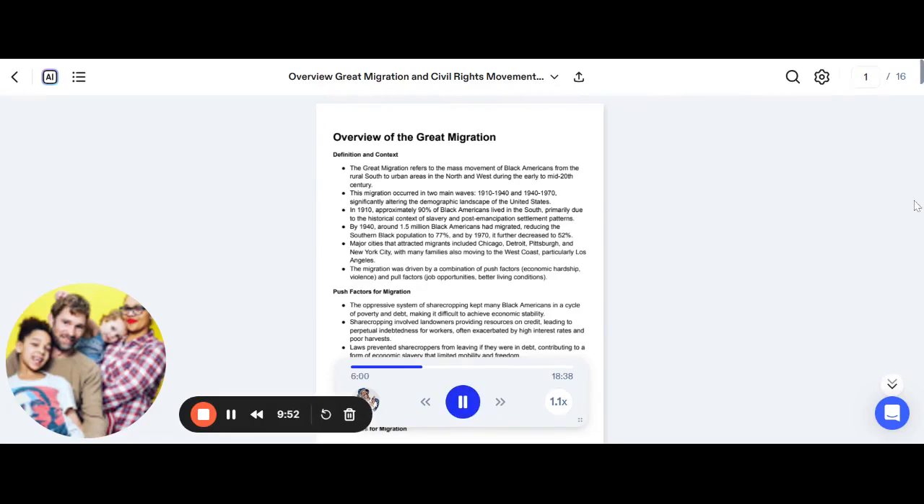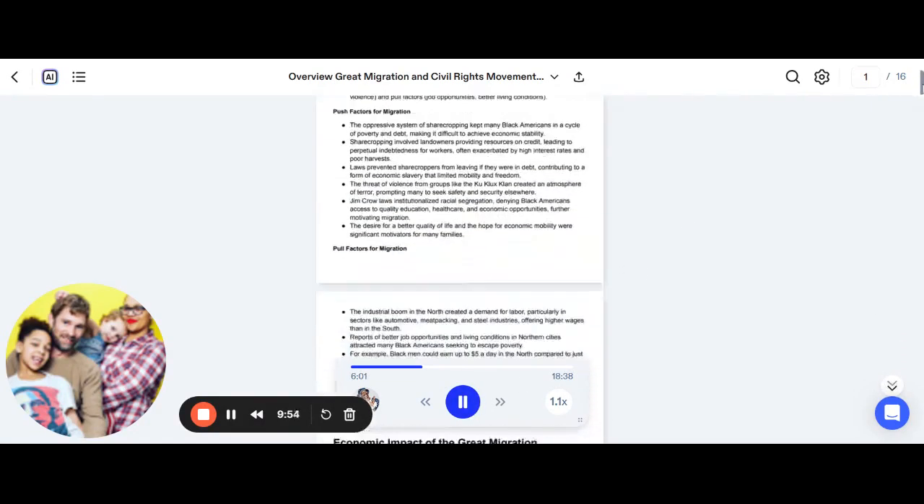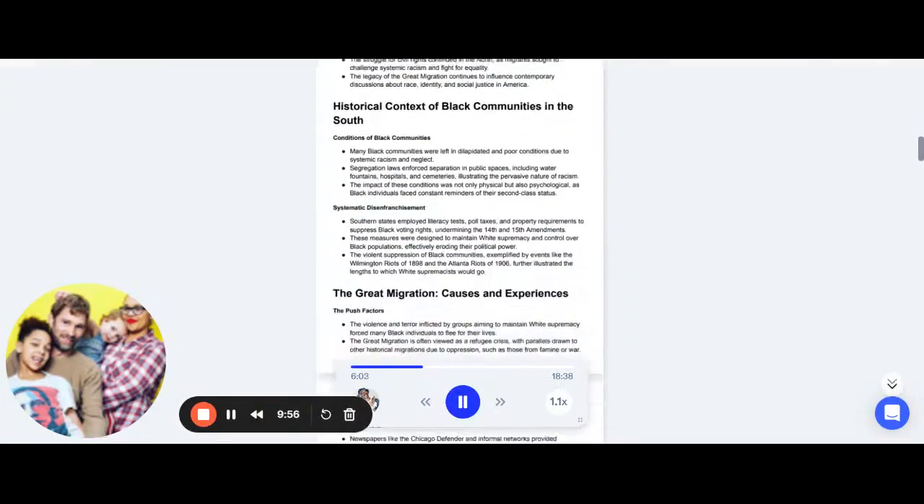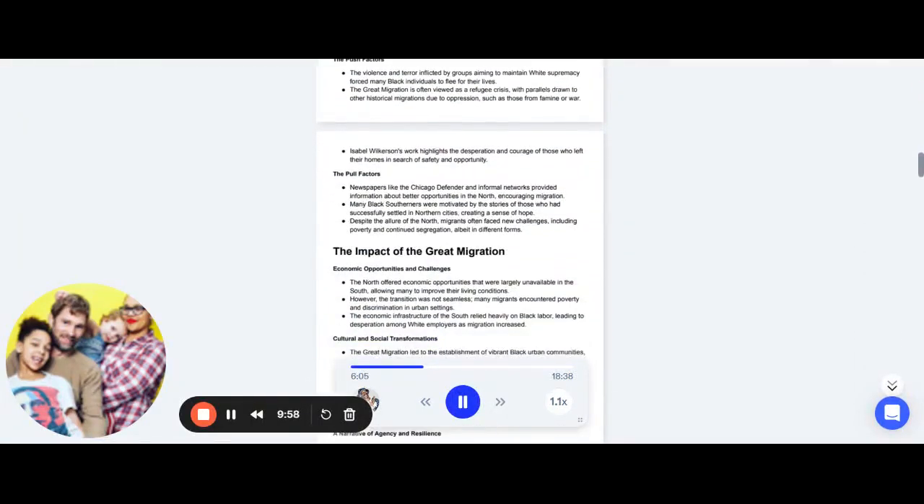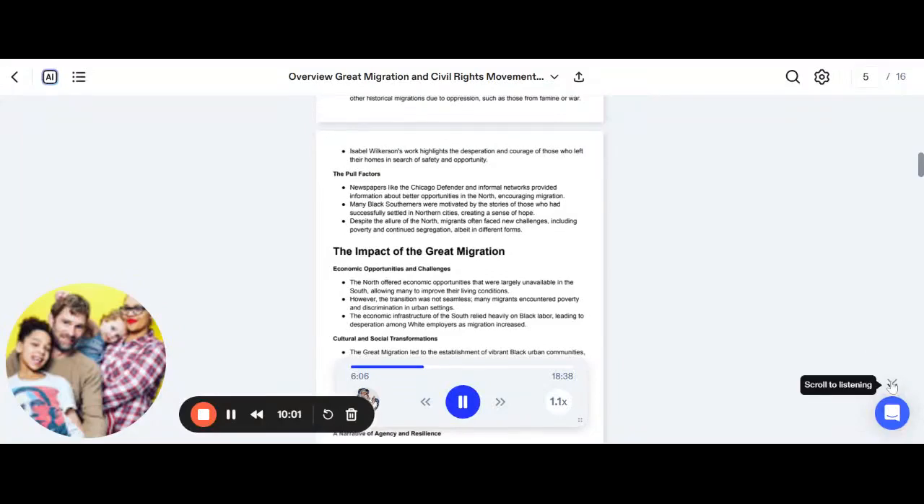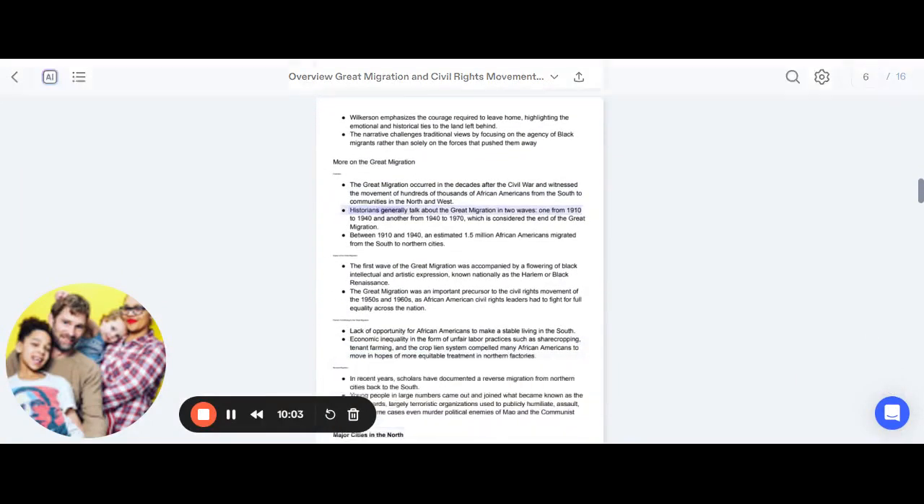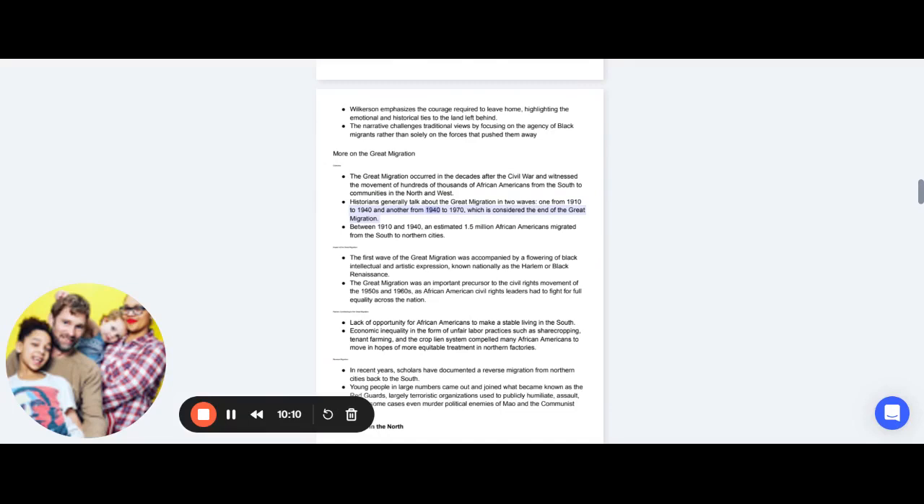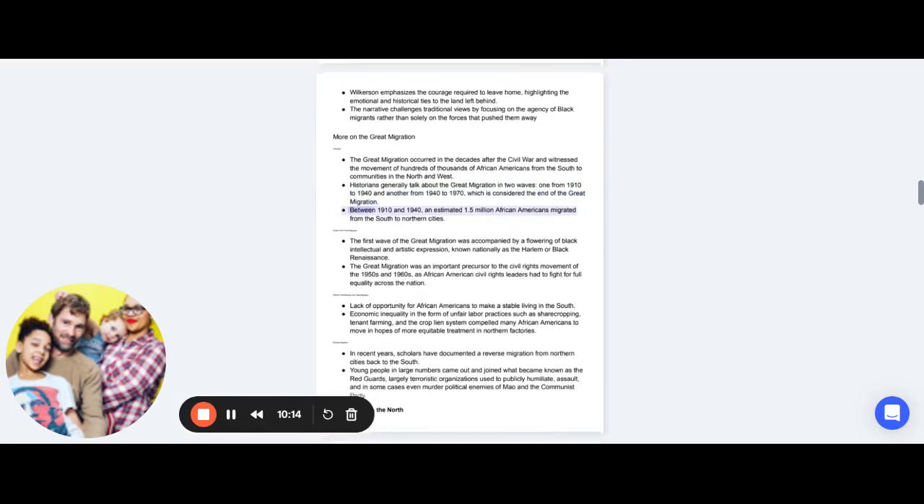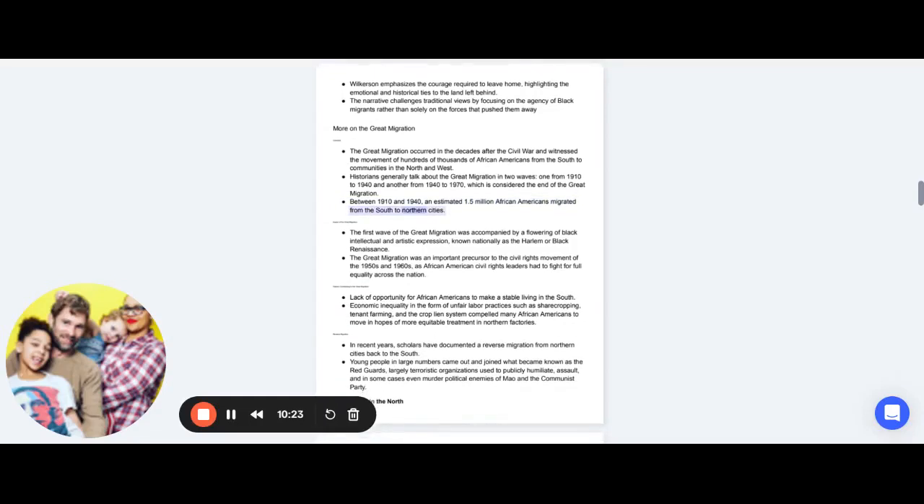More on the Great Migration. Overview. The Great Migration occurred in the decades after the Civil War and witnessed the movement of hundreds of thousands of African Americans from the South to communities in the North and West. Historians generally talk about the Great Migration in two waves, one from 1910 to 1940 and another from 1940 to 1970, which is considered the end of the Great Migration. Between 1910 and 1940, an estimated 1.5 million African Americans migrated from the South to northern cities.